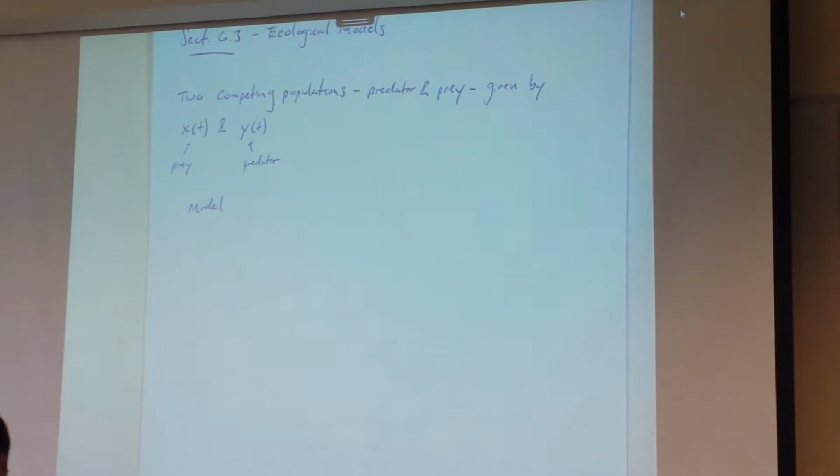So a simple model, and this is one just talking about the rates of change. So first derivative, rate of change of each population over time.